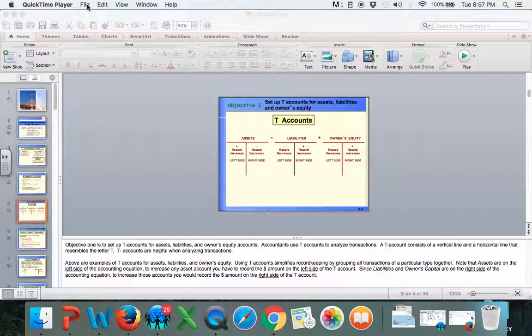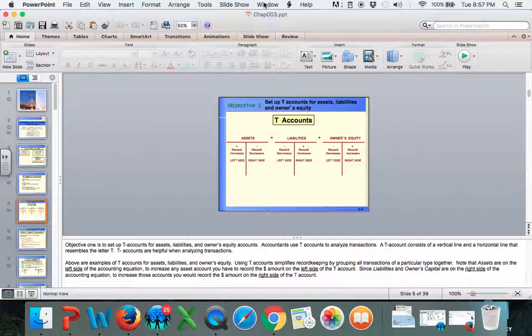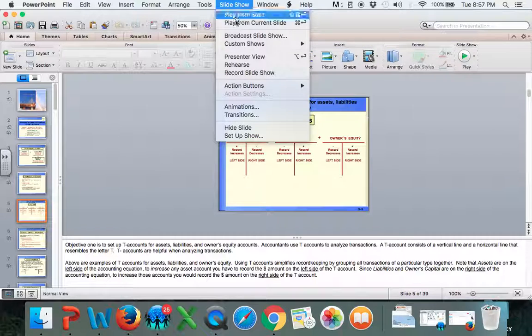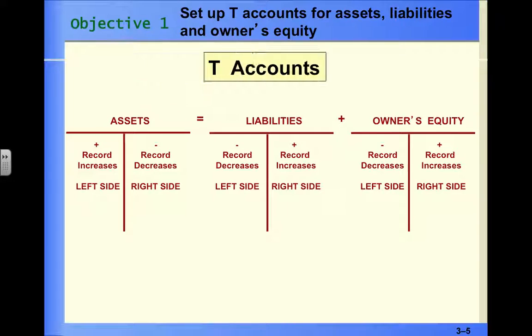Today we're going to chapter 3, which is about T accounts. How T accounts work is that assets are always on the left side of the T account. Liabilities and owner's equity are on the right side of the equal sign. So every account we're going to put in a T account. Assets always increase on the left side, and the left side of a T account is the debit side. Assets decrease on the right side, and the right side of a T account is the credit side.